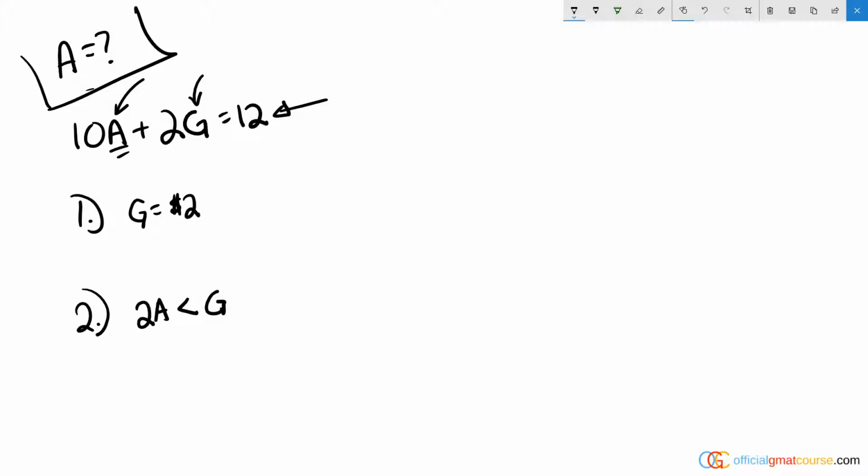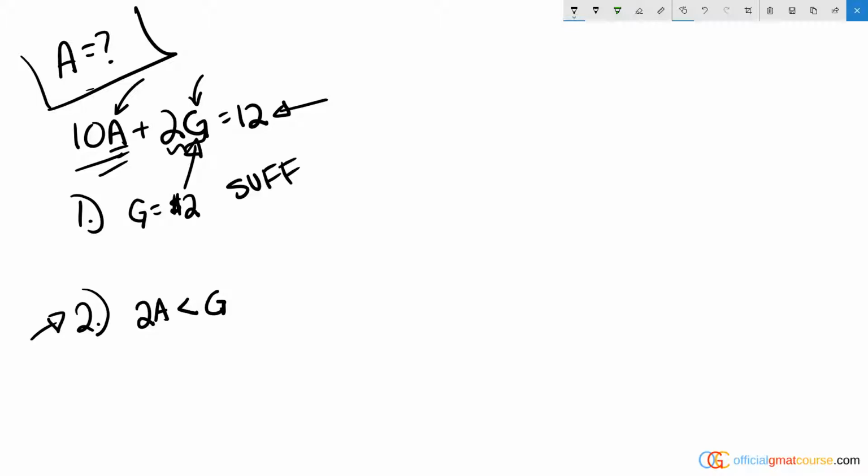Now, statement one is the easier of the two statements to evaluate first. That tells me that G is exactly $2. If I plug that in, I'm going to get $4 here, which means that 10A is equal to $8, and that is definitely sufficient. I can solve that for A. And actually, knowing what that value is going to be is useful in helping us unpack statement two quickly.